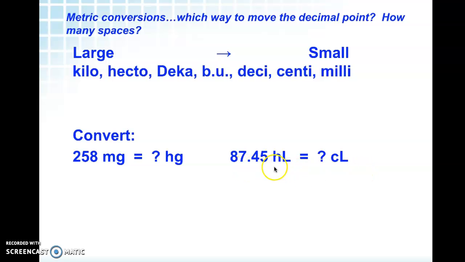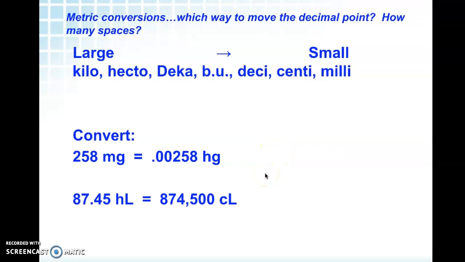For this one on the right, we're going from hectoliters to centiliters. We're starting here with hecto, and we're ending up right here with centi. So we're going to go 1, 2, 3, 4 places to the right. You take this decimal point, you go 1, 2, 3, 4. You put a couple of placeholder zeros after the 5, and that's your answer. So that's what we should have right there: 0.00258 hectograms and 874,500 centiliters.